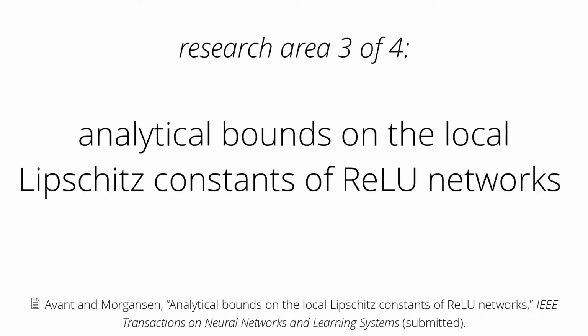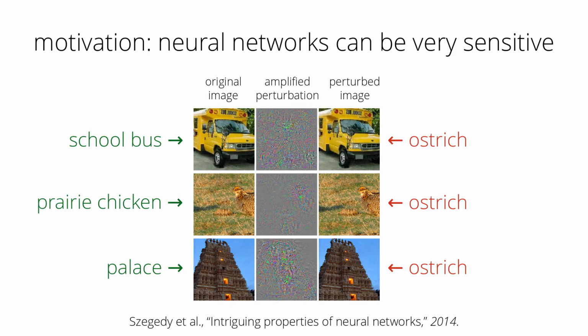So the third area of research is analytical bounds on the local Lipschitz constants of ReLU networks. In this section, we're going to consider some of the basic equations of which neural networks are composed. Our analysis will be very general in the sense that it can be applied to classification networks, pose estimation networks, as well as other varieties of networks. The motivation of this section is that neural networks can be very sensitive.